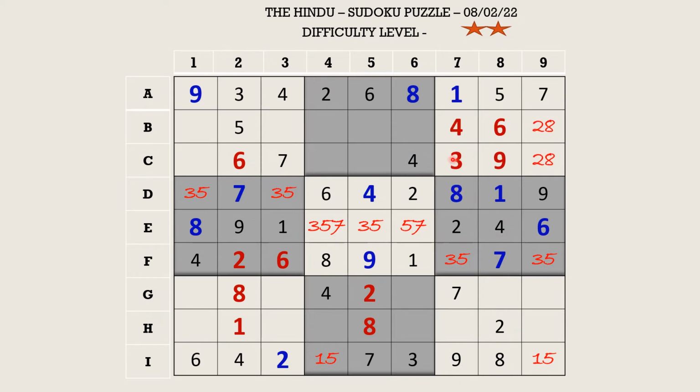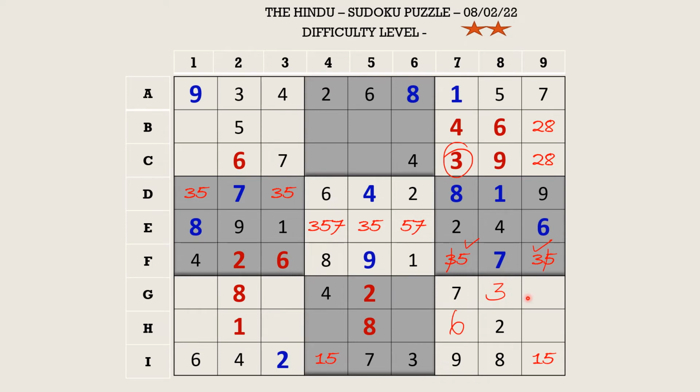So this 3 here in C row cancels out the 3 here. So F7 takes 5 and F9 takes 3. Now in 7th column the only missing number is 6. In 8th column the only missing number is 3.